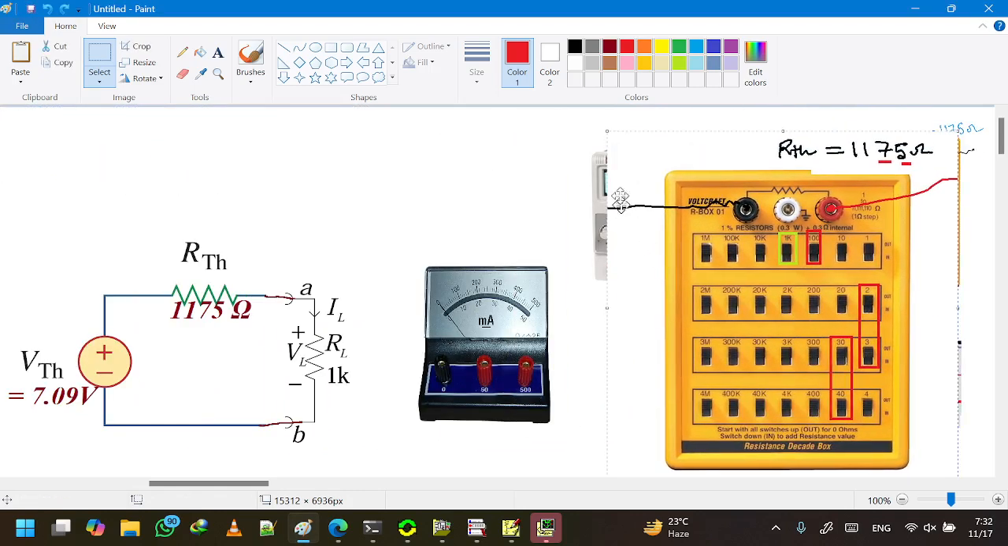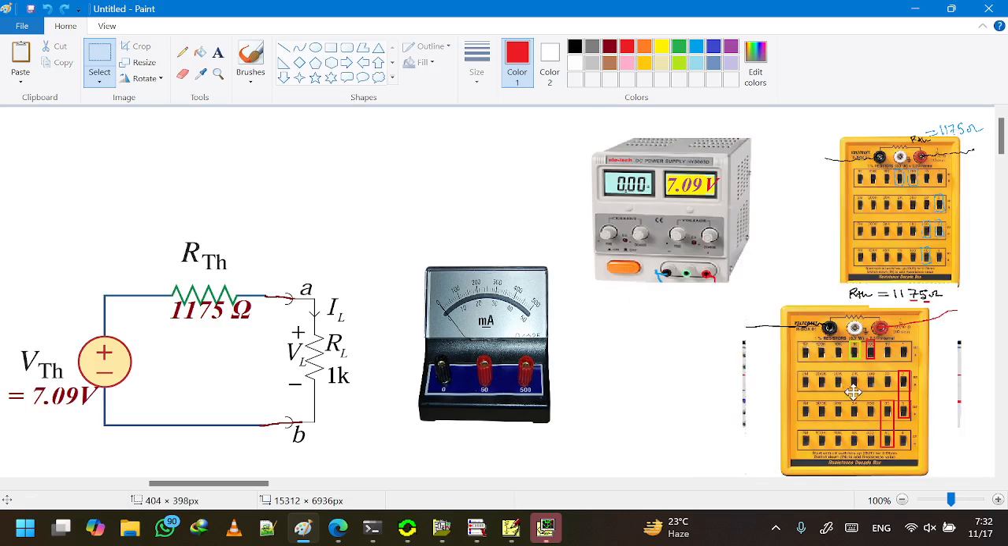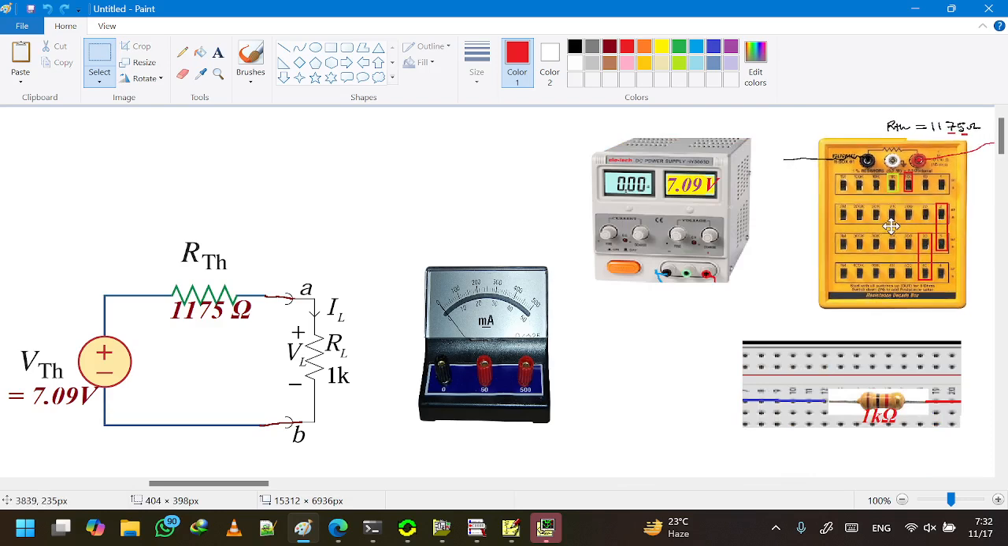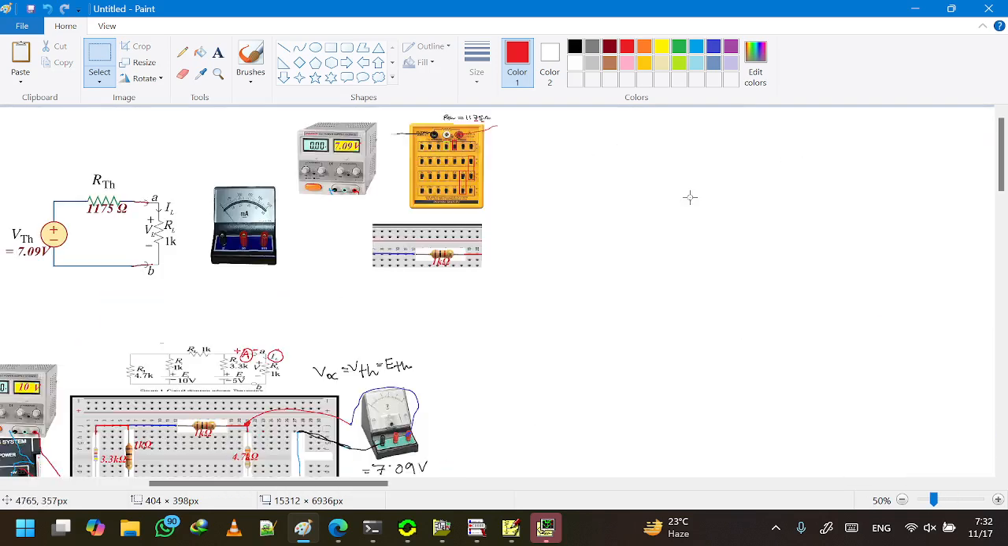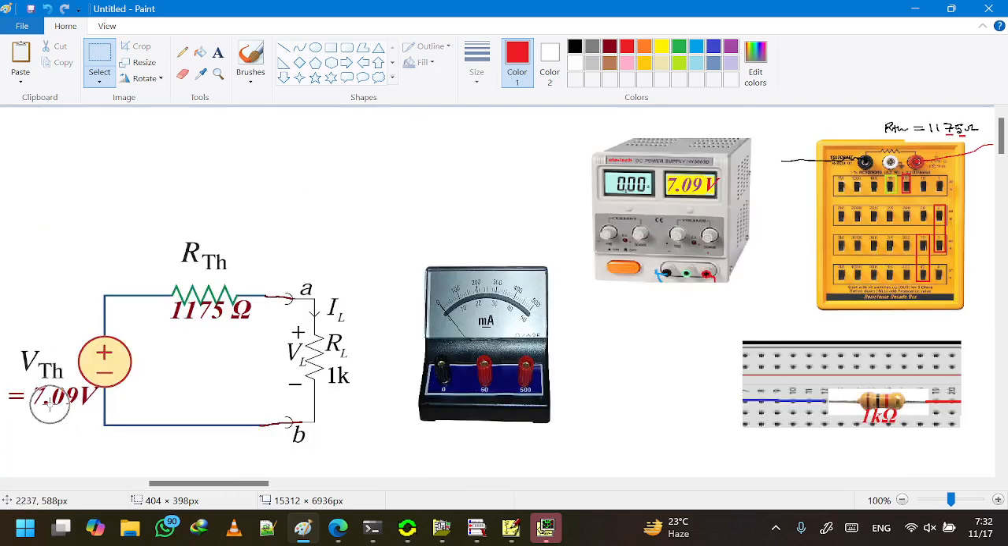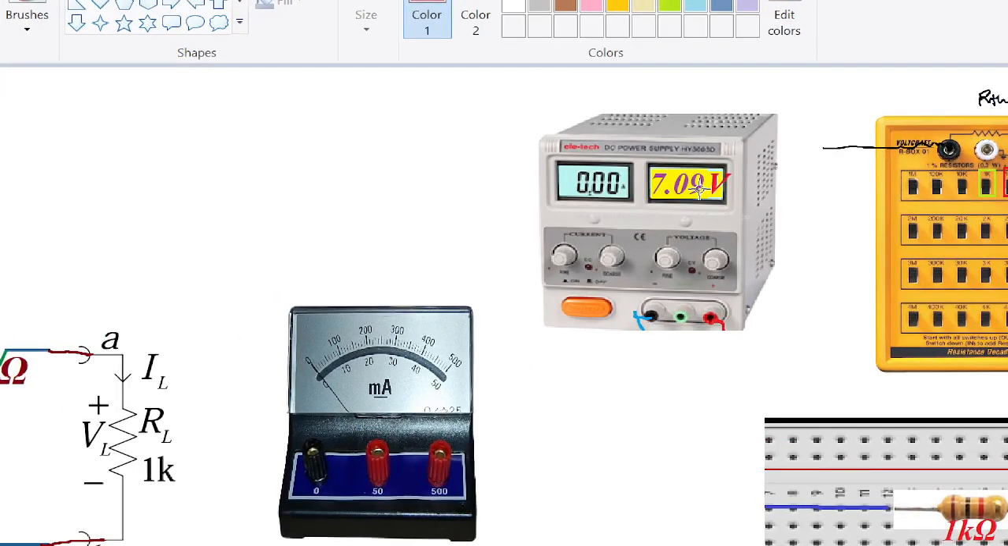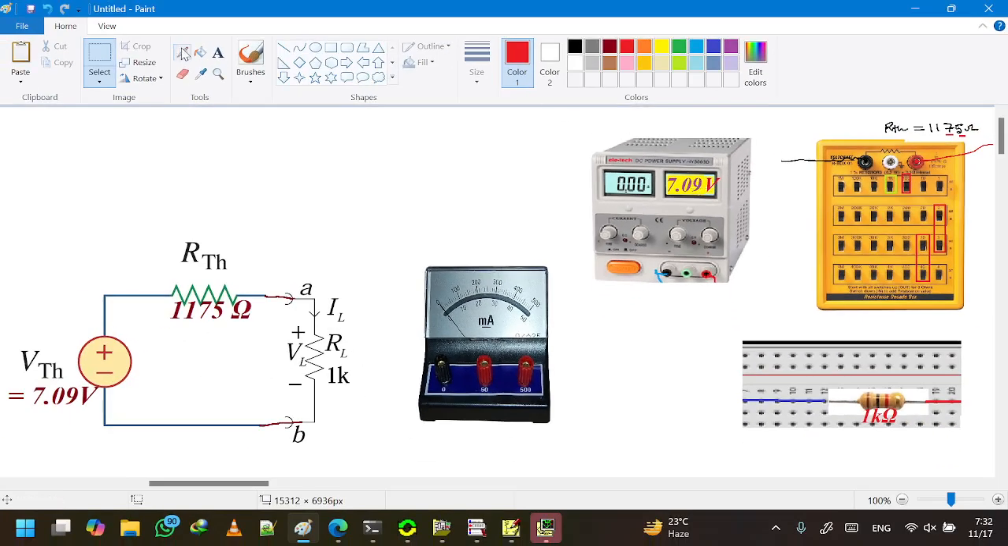So now we take this decade resistance box and let's try to build our circuit once again. So this RTH is now this one, and RTH is 1175. We need to create a circuit like this as shown in the circuit diagram. We have very few elements. First of all, we need to make sure that the voltage source has exactly 7.09 volt. Sorry, VTH is 7.09. So this voltage source from the power supply will act as VTH now. So VTH is 7.09 volt.